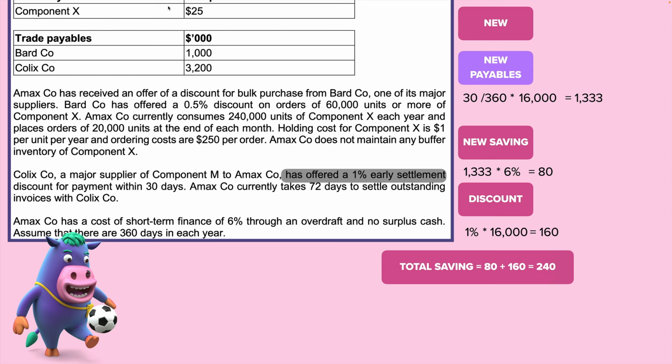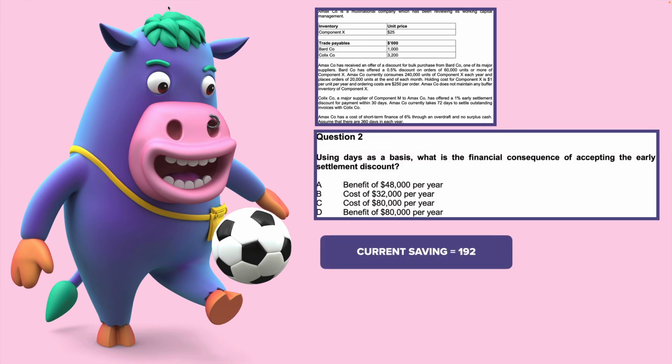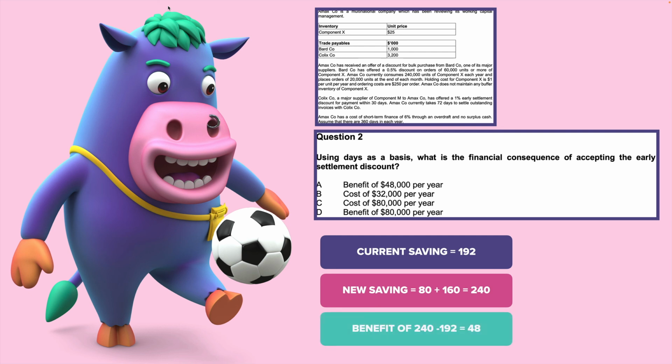So now we can compare where we were and where we are. Where we were was a current saving of 192. If we go for this, we'll make savings of 240. So we should go for it because there'll be a benefit of 48. So the answer is A.